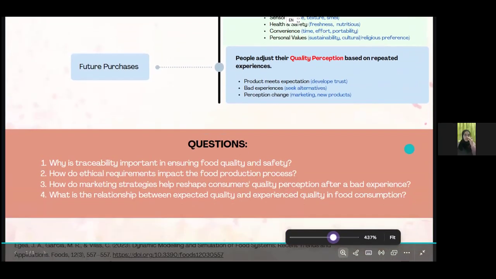Okay, I continue with the questions. Here I have four questions. The first one is, why is traceability important in ensuring food quality and safety? The answer is that traceability allows tracking of a product's origin and journey through the supply chain. This ensures transparency, quality control, and safety, helping to verify that food meets specific standards such as halal, organic, or ISO certification. It also helps in quickly identifying and addressing any contamination or safety issue.